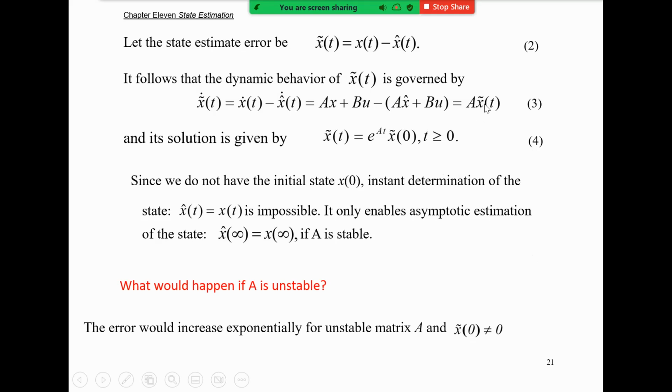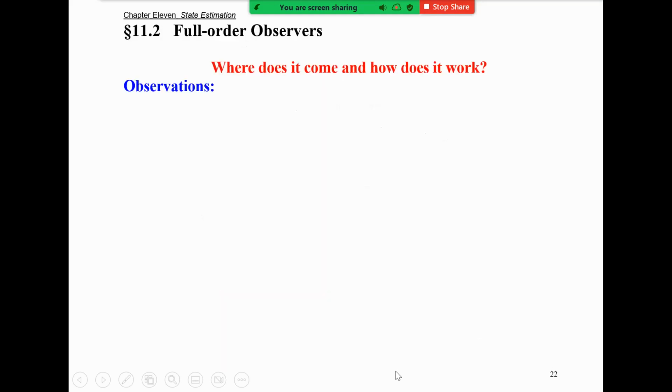So your estimation error will blow up, right? You have no confidence about your estimated state variable. Okay, so we have to overcome this problem. Therefore, we have to do something more in addition to making a copy of the original system, right?